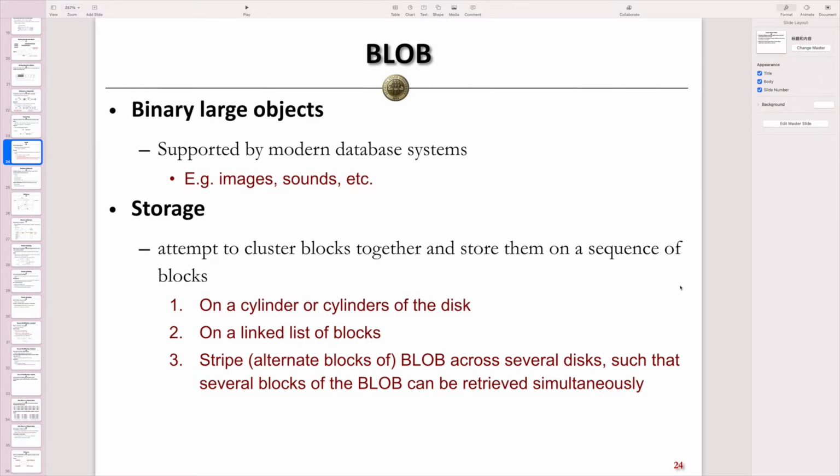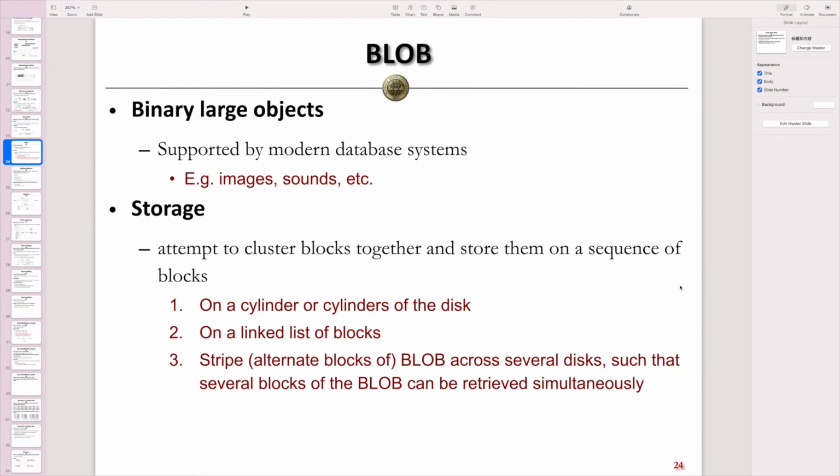large objects, which are called BLOBs, or binary large objects. They can be supported by modern database systems, even though a block can hold only about 4K of data. Sometimes we may have very large objects like images, sounds, or movies, and we may also need to store them in the database system. Then how can we do this?